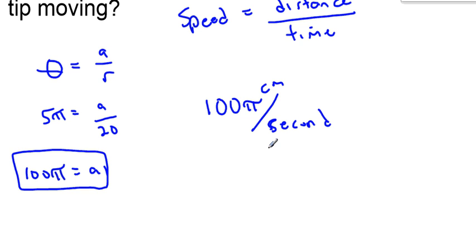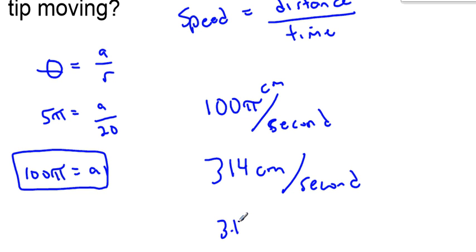Now, let's also get that as a decimal, so it makes more sense. I think this probably makes more sense to us intuitively: every second, the tip of that fan blade passes through a distance of 314 centimeters. And of course, you could say 3.14 meters per second, whatever works. And so that's the speed at which the tip of the blade is moving.